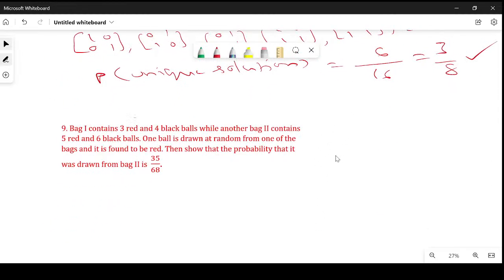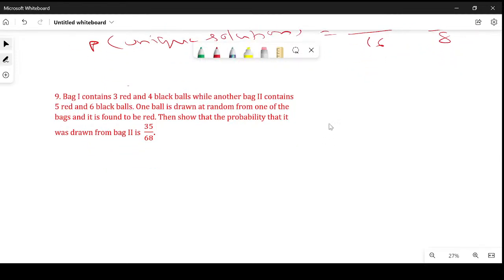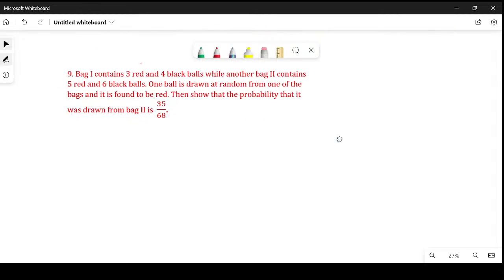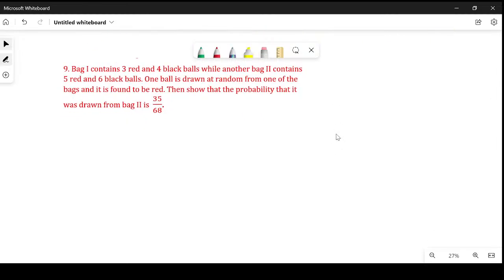So this is related to Bayes' theorem. Bag 1 contains 3 red and 4 black balls, while bag 2 contains 5 red and 6 black balls. One ball is drawn at random from one of the bags and it is found to be red. Then show that the probability that it was drawn from bag 2 is 35 by 68. This is using Bayes' theorem.